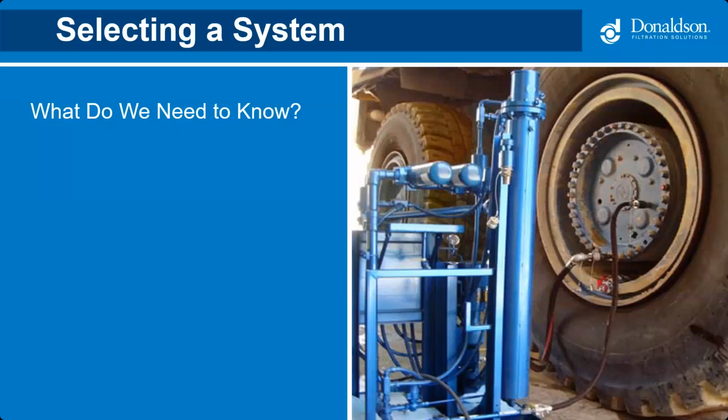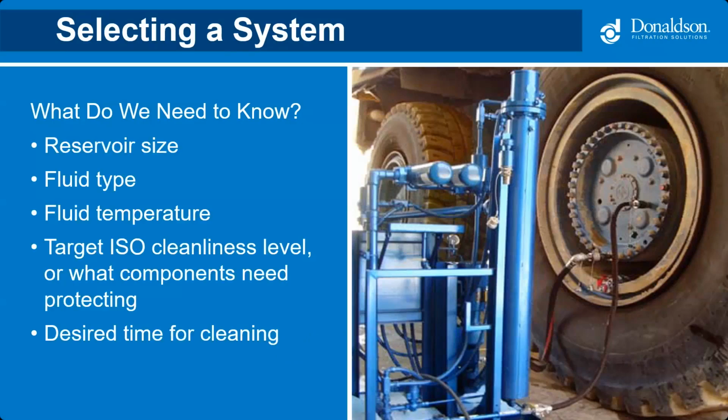So if we're selecting a system, no matter the type of piece of equipment, whether it's mining equipment, mobile equipment, or even a stationary setup, there are a few things we need to know in order to select a system properly. We need to know what the reservoir size is. Are we dealing with 100 gallons in a rear wheel motor, or are we dealing with 2,000 gallons in a mill application somewhere?